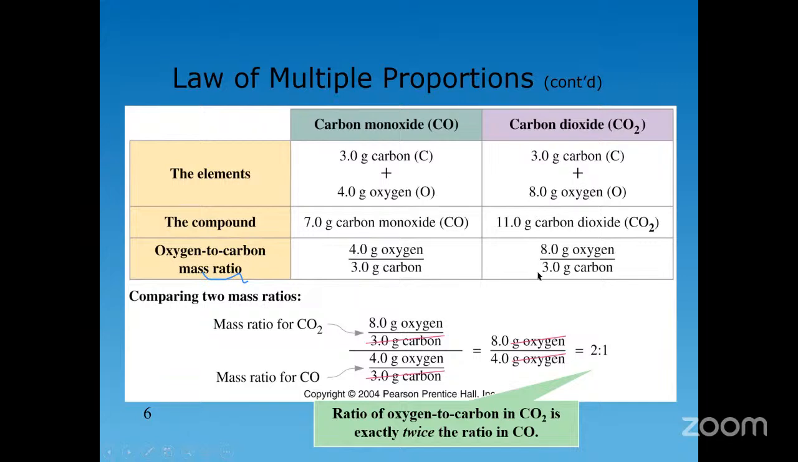There's a 2-to-1 ratio, and that is basically what is calculated down here. And that is basically what this law is saying. What this law is saying is that if you have two substances made up of the same two elements, but the mass of one element is fixed, then the ratio of the other element would be some small whole number ratio, right? In this case, a 2-to-1 ratio, all right?